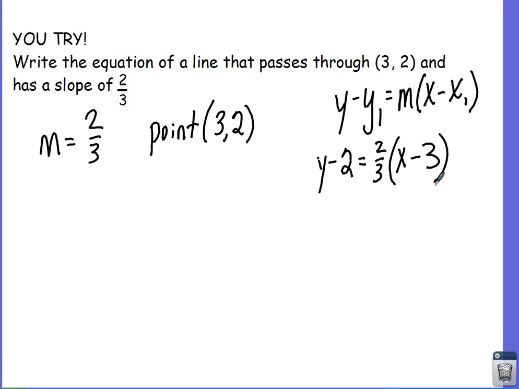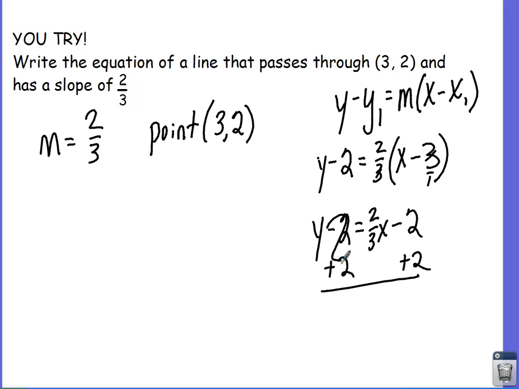And then all we do is make it y equals. So we have y minus 2 equals 2/3 x minus, and then 2/3 times 3. The 3's will cancel, and I get 2. So add 2 to both sides. These cancel out, so I get y equals 2/3 x. Negative 2 plus 2 also cancel, so I get 0, and you do not have to write the 0. Okay? All right. Next problem.